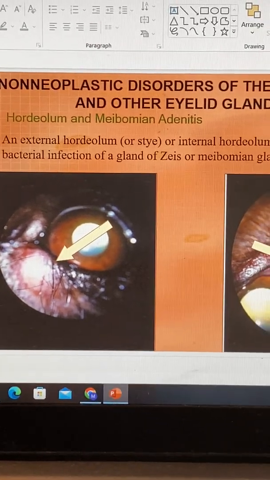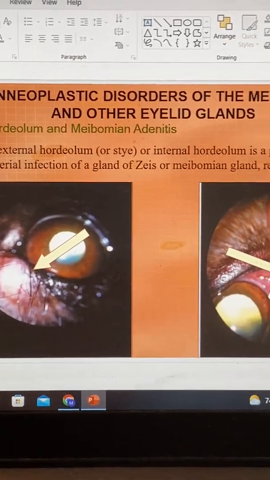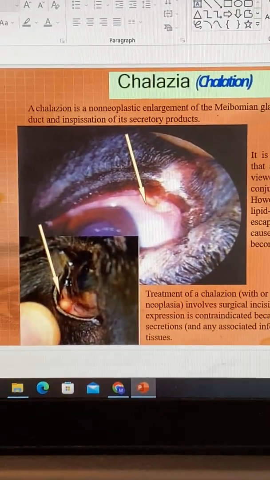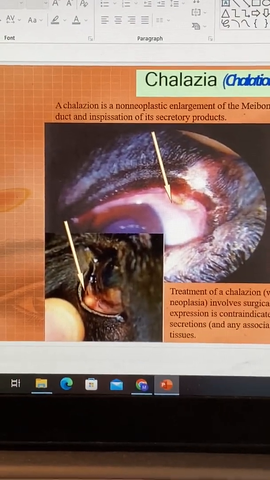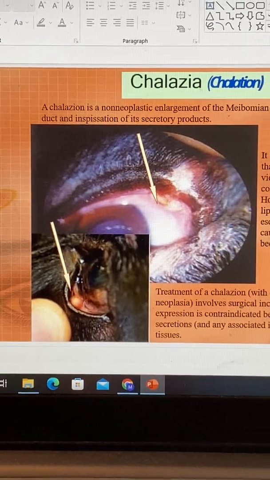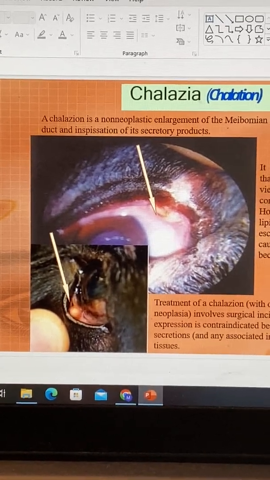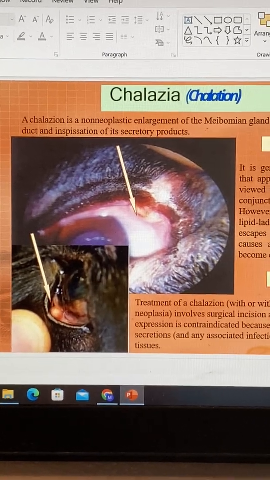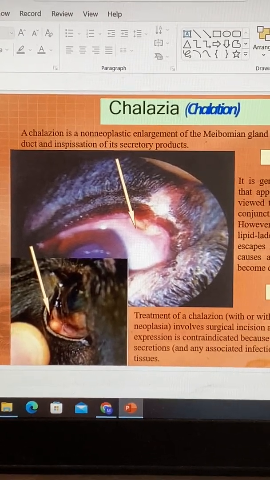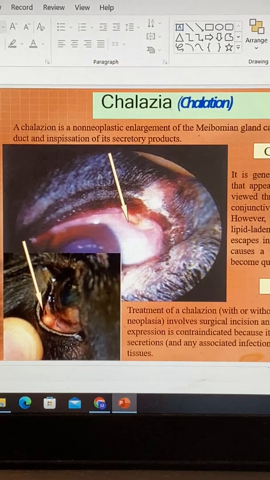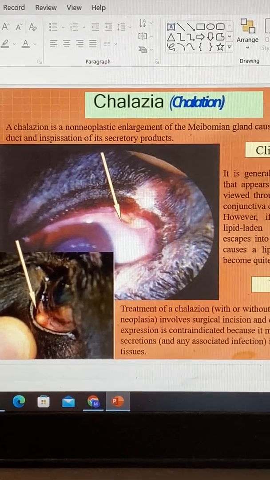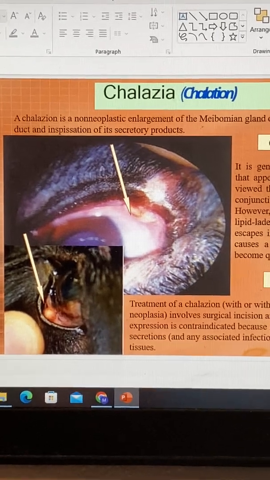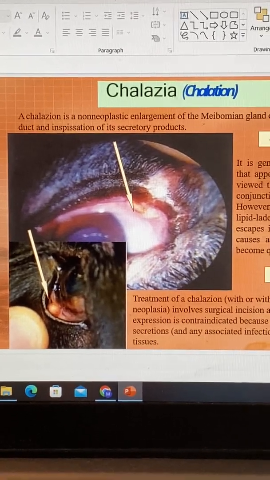Okay, so next we have chalazia. Chalazia are also related to the meibomian gland, in terms of clinical signs. This is when the meibomian gland itself enlarges, because it contributes to tear production, it can also have its own ducts, and the ducts can be blocked. So that's what a chalazion is. The meibomian gland has enlarged because its ducts are blocked.